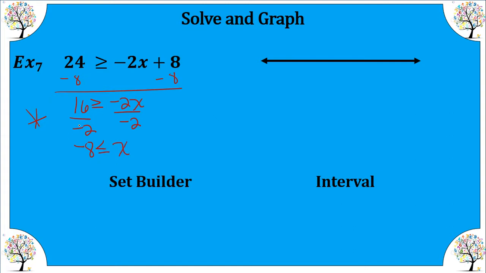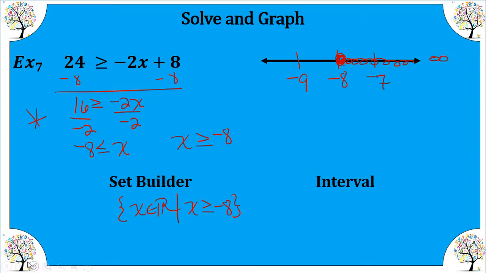So I did reverse it because we divided by a negative, but I'm going to flip the entire statement just so my x is on the left side. So I say -8 is less than or equal to x, and then when I read it from left to right, x is greater than or equal to -8. So we're considering -8. This time, my solution set does include -8, so it's closed, and we're going to shade to the right. We're going to infinity. Our set builder notation, x is an element of the real number system, such that x is greater than or equal to -8.